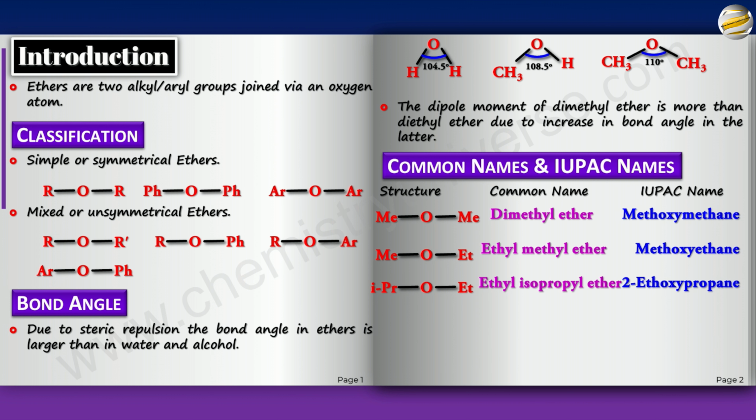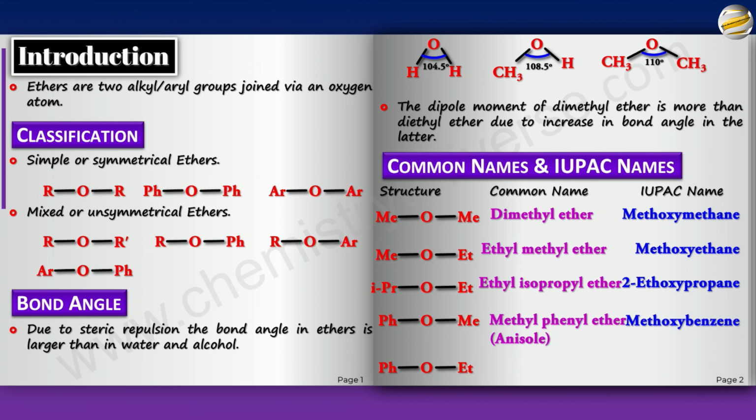What do you think will happen to this one? It's going to be methyl phenyl ether. And here you'll always consider this as the parent since it's a benzene ring. So it's going to be methoxybenzene.